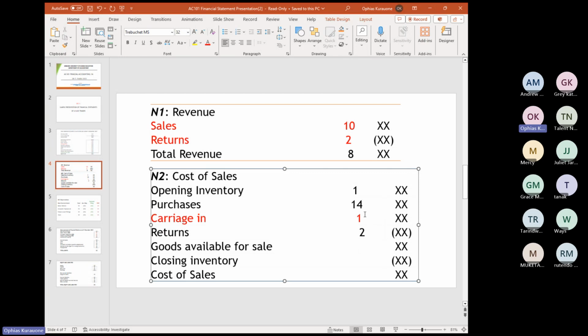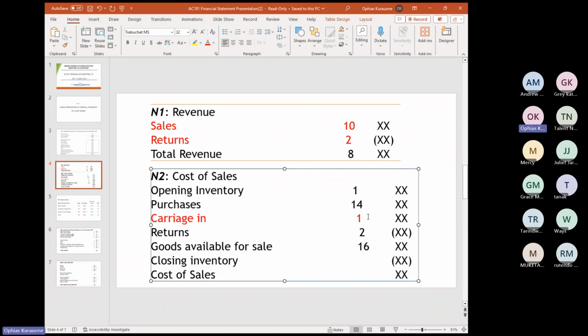So here it is 1 plus 14, that is 15, plus 1, that is 16, minus 2, that is 14. So 1 plus 14 is 15, minus 1 is 14, plus 2, that is 16 here.